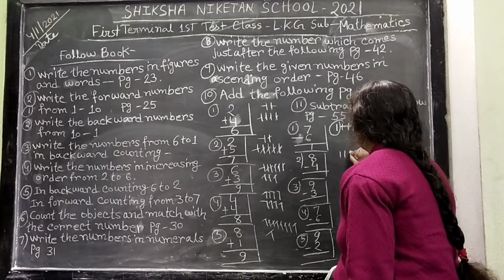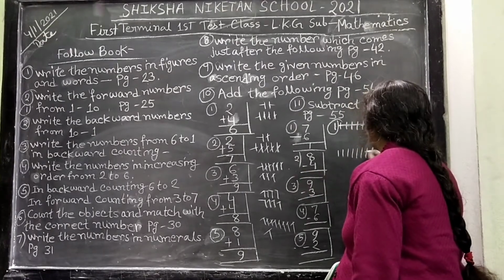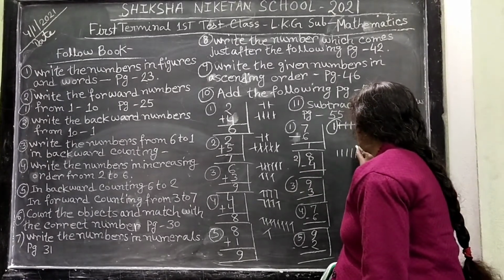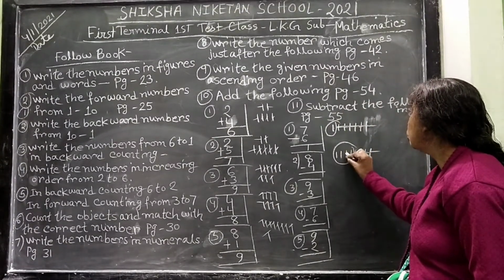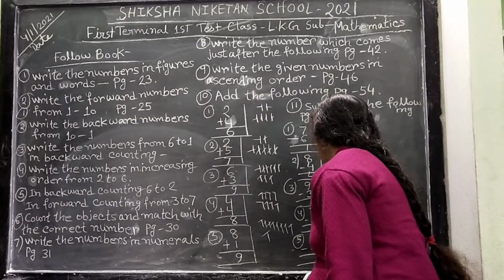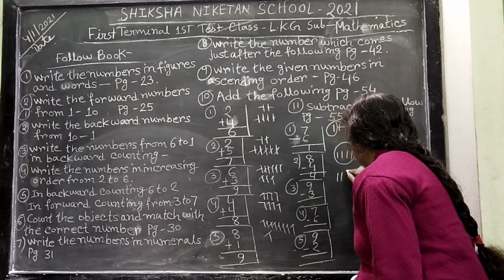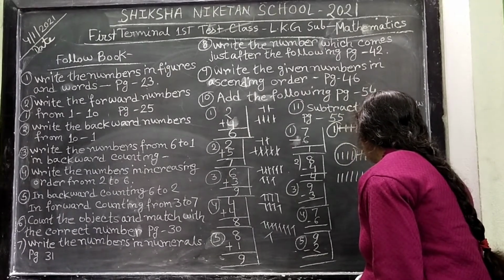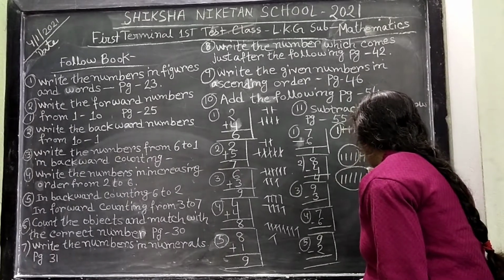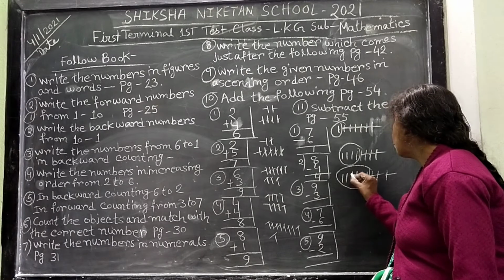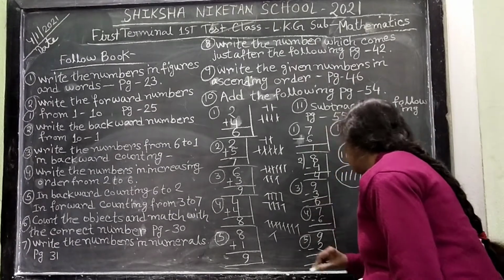8: one, two, three, four, five, six, seven, eight. 4: one, two, three, four. How many lines? One, two, three, four. 4 lines. So I write here 4. 9: one, two, three, four, five, six, seven, eight, nine. How many lines here? One, two, three, four, five, six lines. So answer is 6.